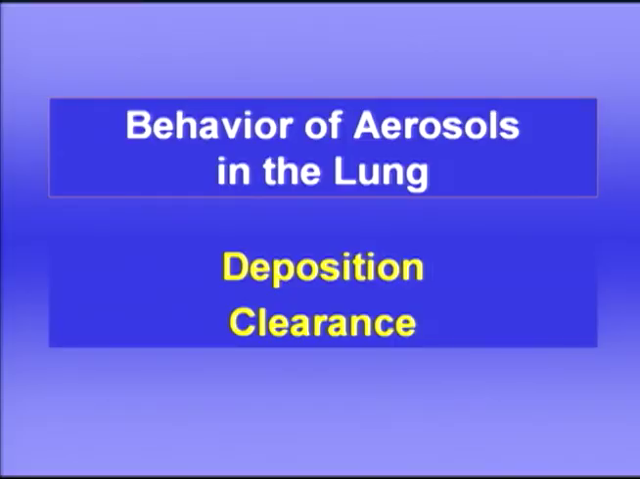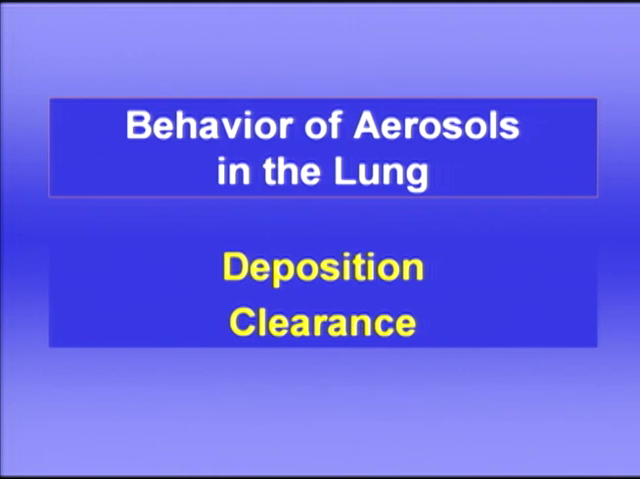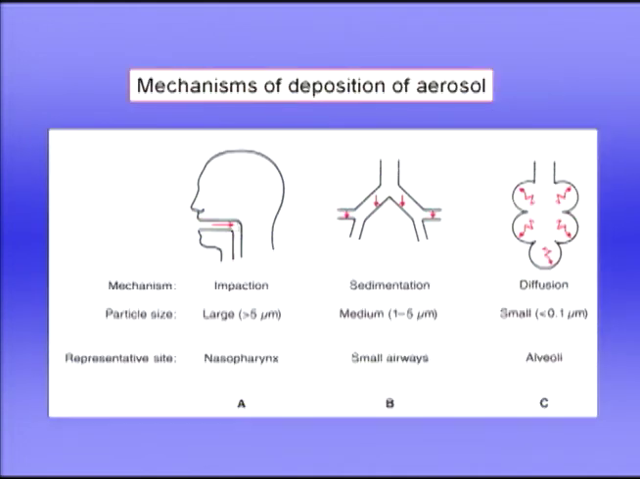Now let's look at the behavior of aerosols in the lung, because these pollutants exist as aerosols. An aerosol is a cloud of small particles that remain suspended for a very long time because of convective effects. And we're going to look first at the deposition of pollutants in the lung and then their clearance. And the deposition is nicely shown in these three cartoons here.